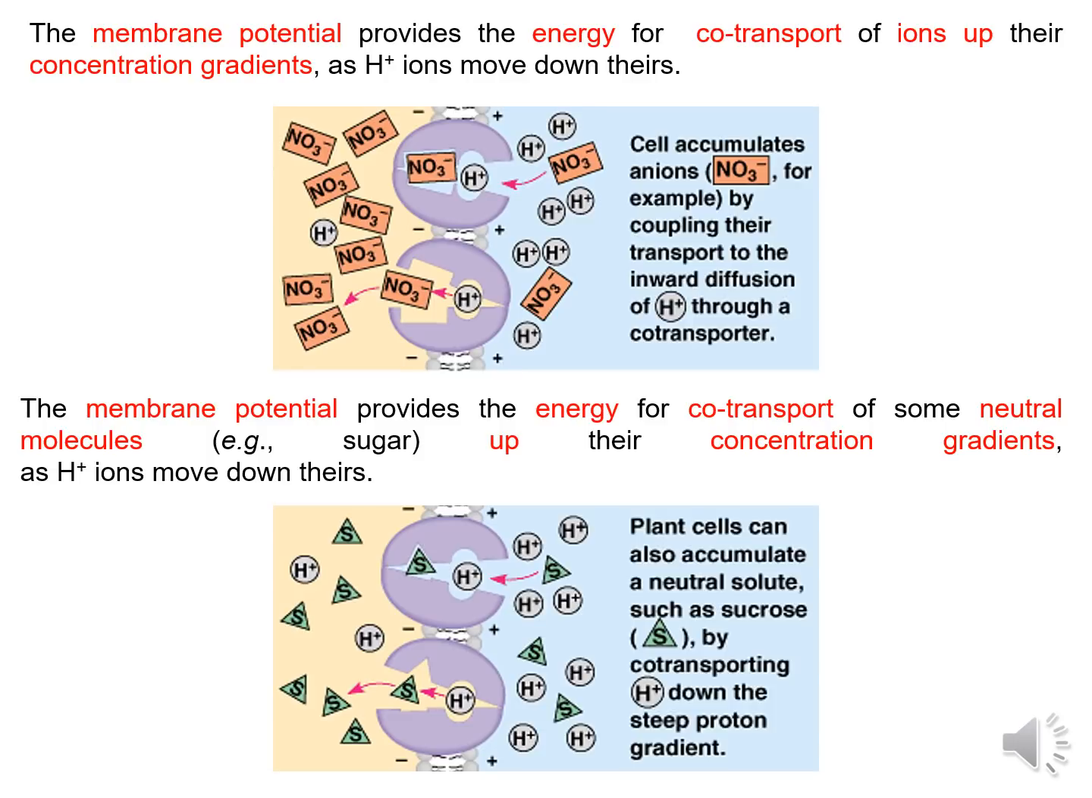Therefore, in active transport, there are four types of movement, including providing the energy for co-transport to move ions up or against the concentration gradient, as well as providing the energy for co-transport of some neutral molecules, also up or against the concentration gradient.